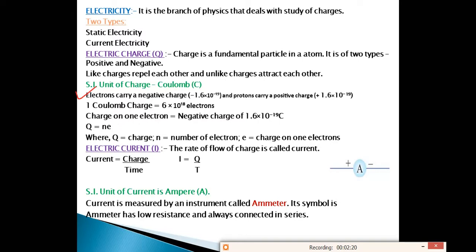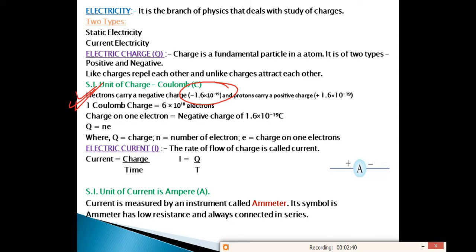Now what is the value of 1 coulomb of charge? The value of 1 coulomb of charge is 6 into 10 to the power 18 electrons. And the charge on 1 electron is equal to a negative charge of 1.6 into 10 to the power minus 19 coulomb. It means, how much charge is present in an electron? Minus 1.6 into 10 to the power minus 19 coulomb.